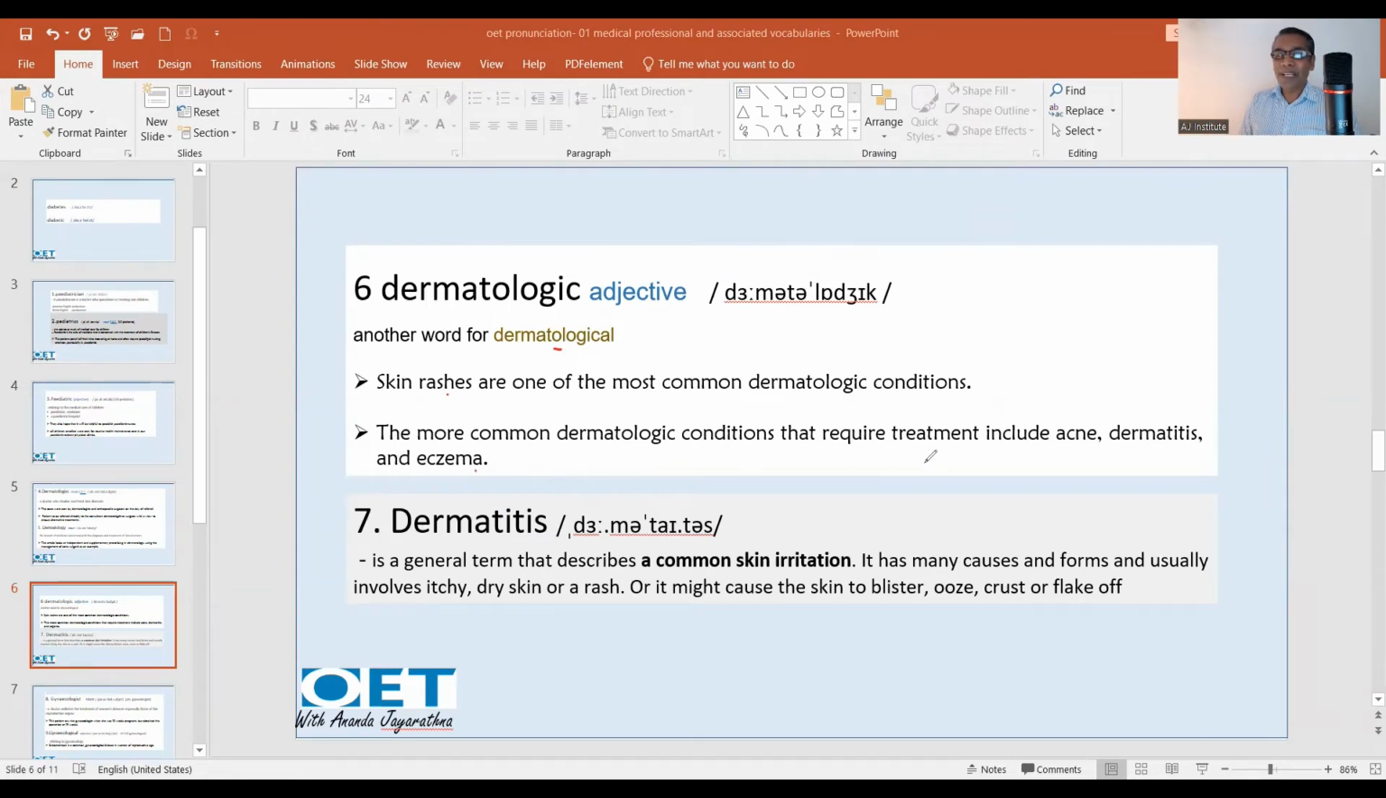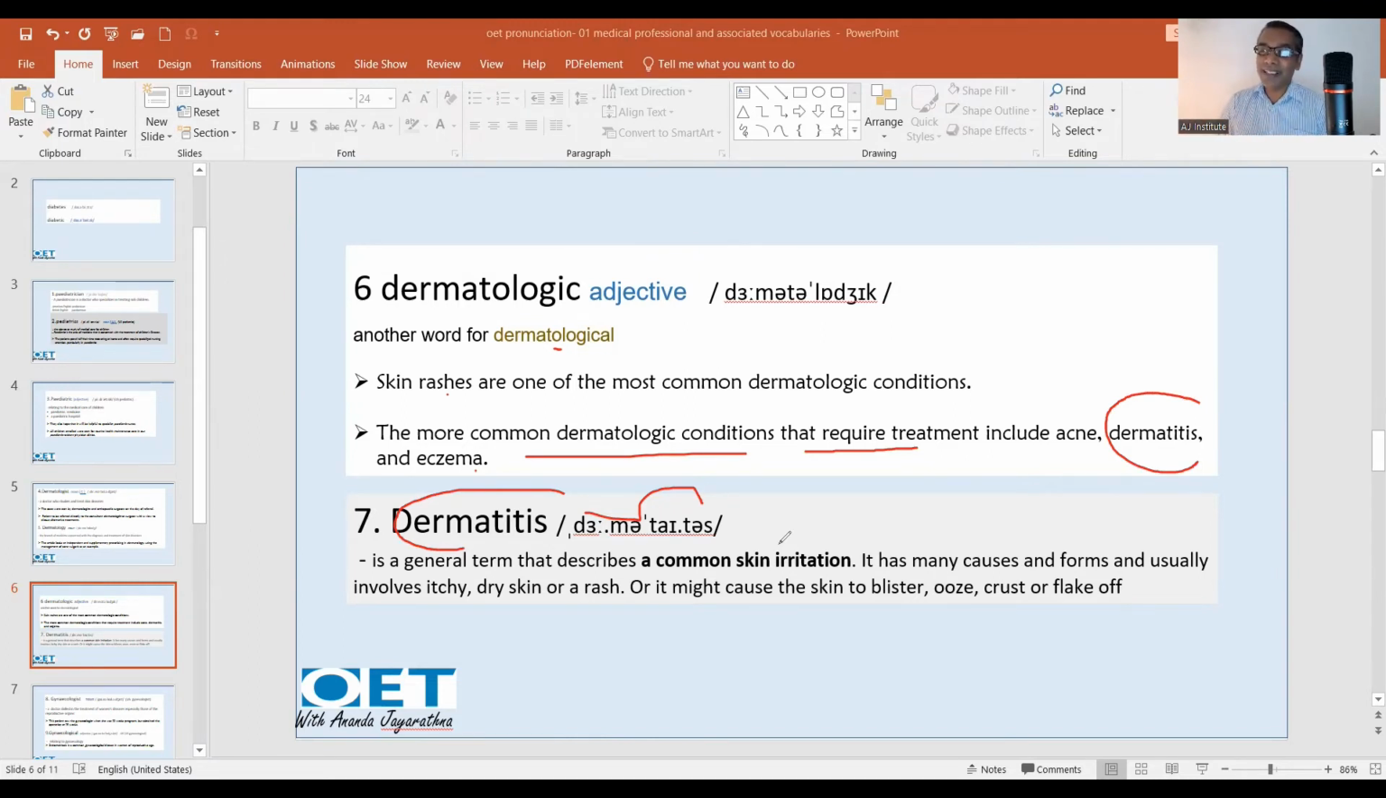Now look at this example, let's say. The more common dermatologic conditions that require treatments include acne, dermatitis, and eczema. Again, we get the word here, dermatitis. Here, dermatitis means, again, a general term that describes a common skin irritation. So, samerogayak, we can say dermatitis.